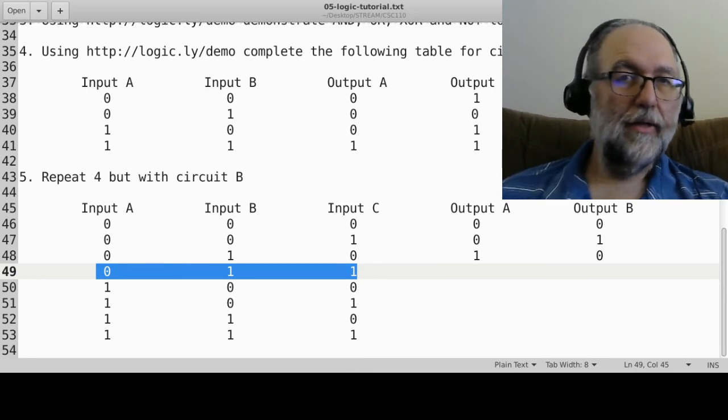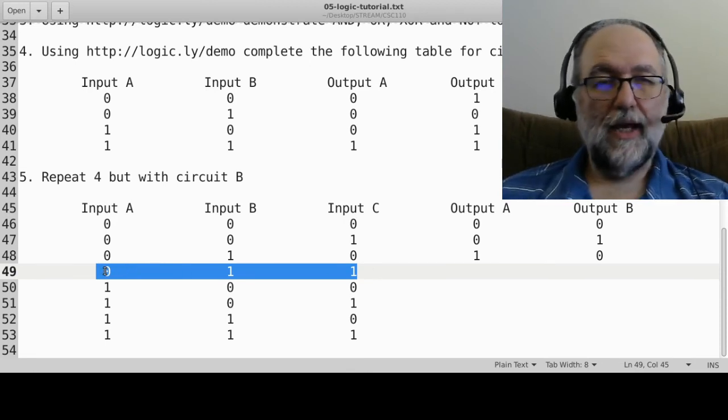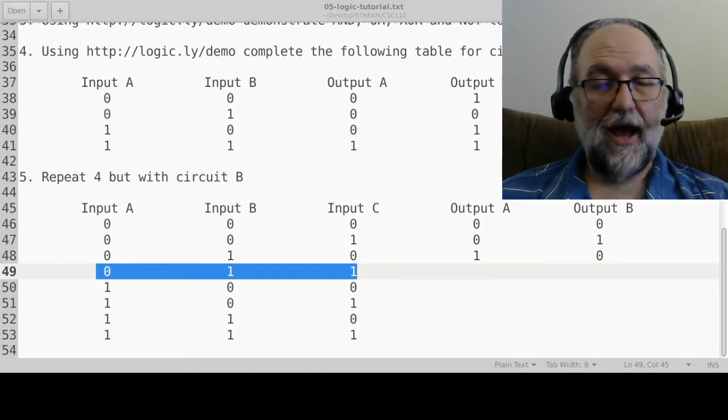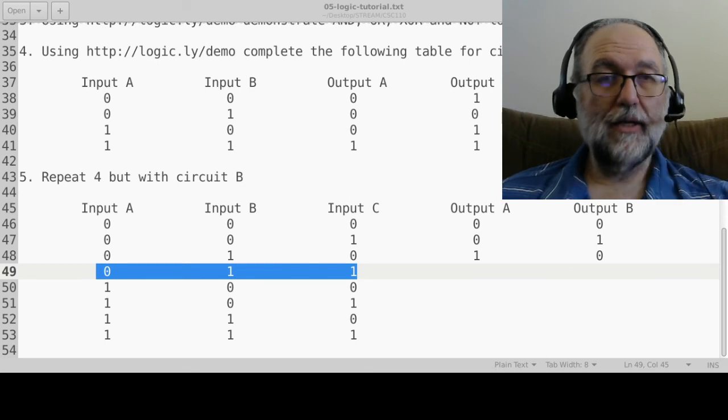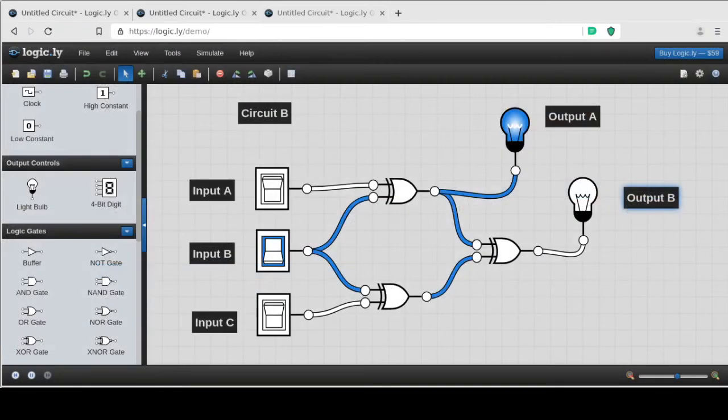Okay, so what does this say? This says that A is off and B and C are on. Okay, so it's going to be off, on, on. All right, and let's switch here. Let's do this. Off, on, on. And so if we got off, on, on, so 0, 1, 1 for our inputs, the outputs are both on. Both light bulbs are going to be on.